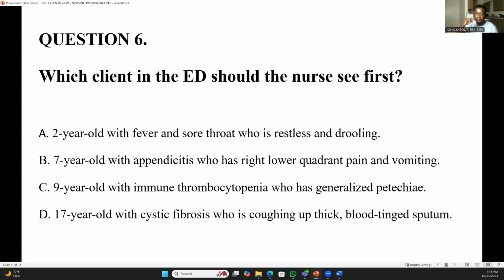A, B, C. Right? C, okay, they said it's immune thrombocytopenia. This is an acute condition. Sometimes this condition resolves spontaneously without complications, okay? Petechiae, these are signs of ITP. D, cystic fibrosis, coughing up thick blood-tinged sputum. Evaluate the patient and treat. It's not a priority.